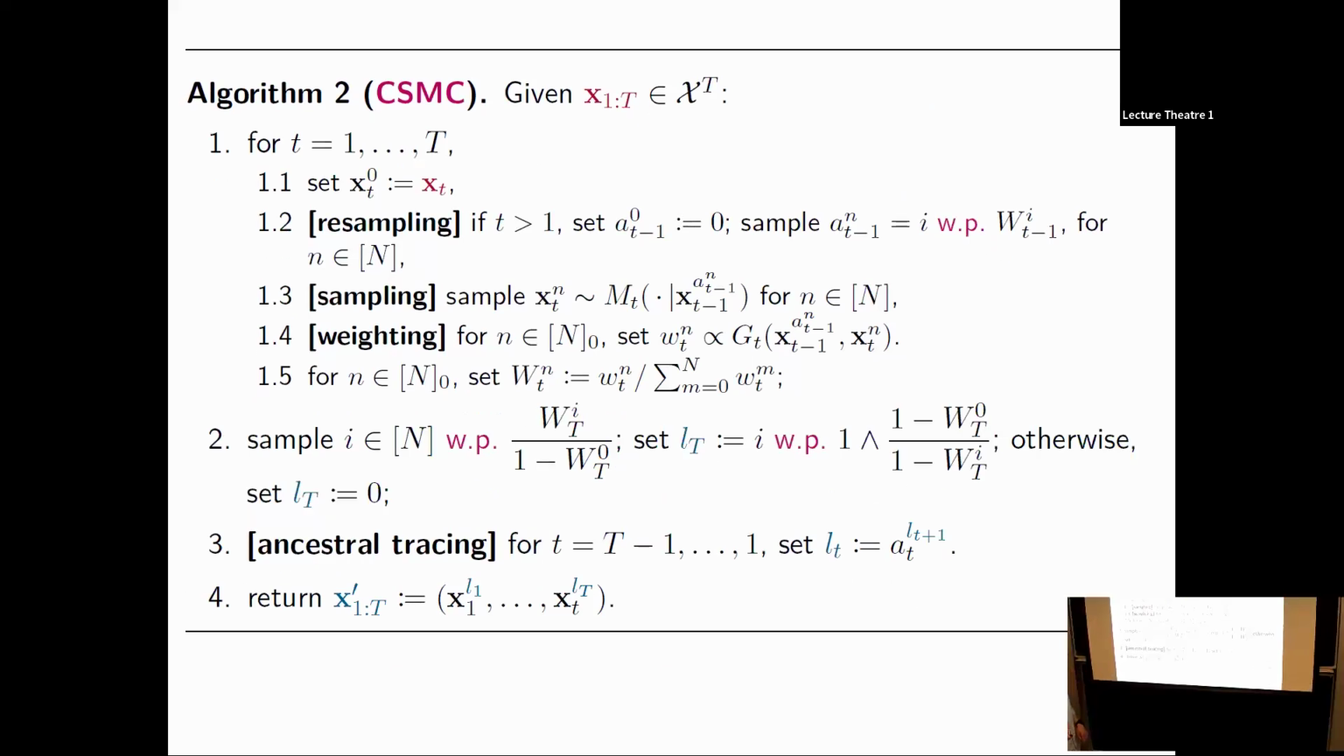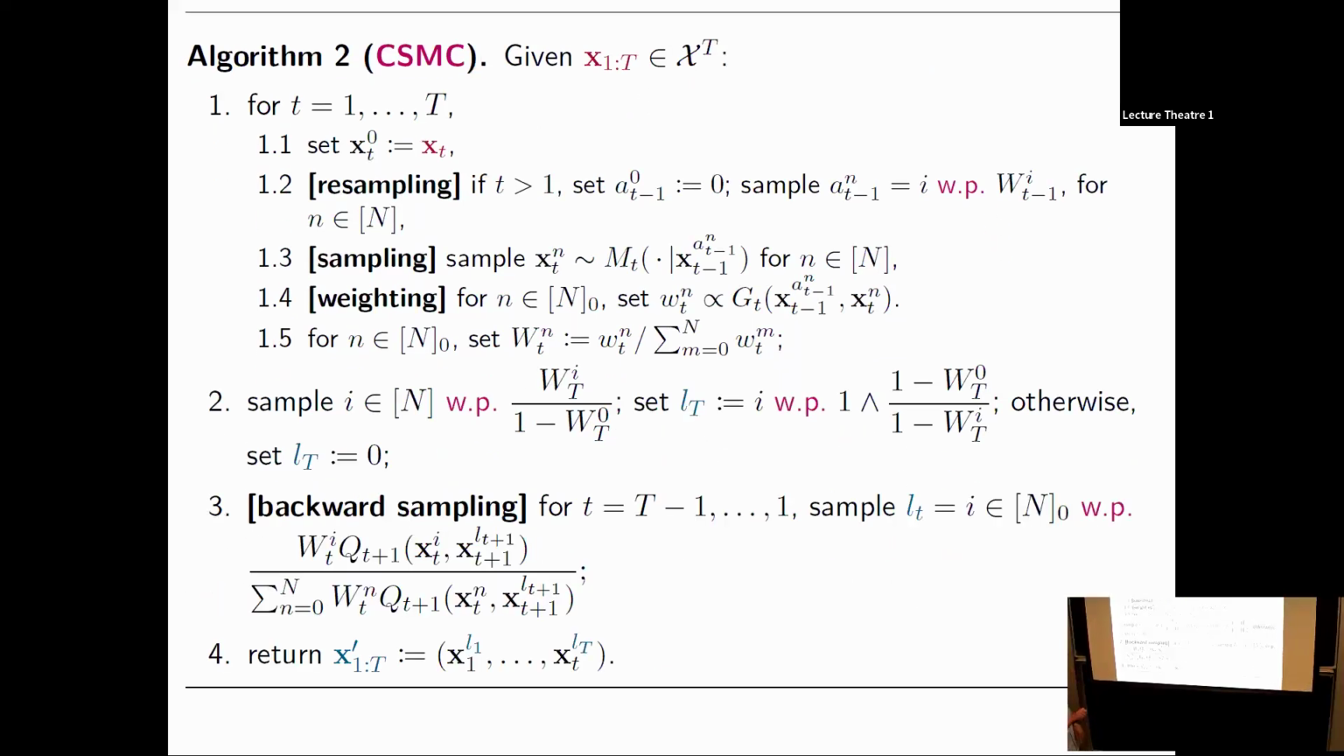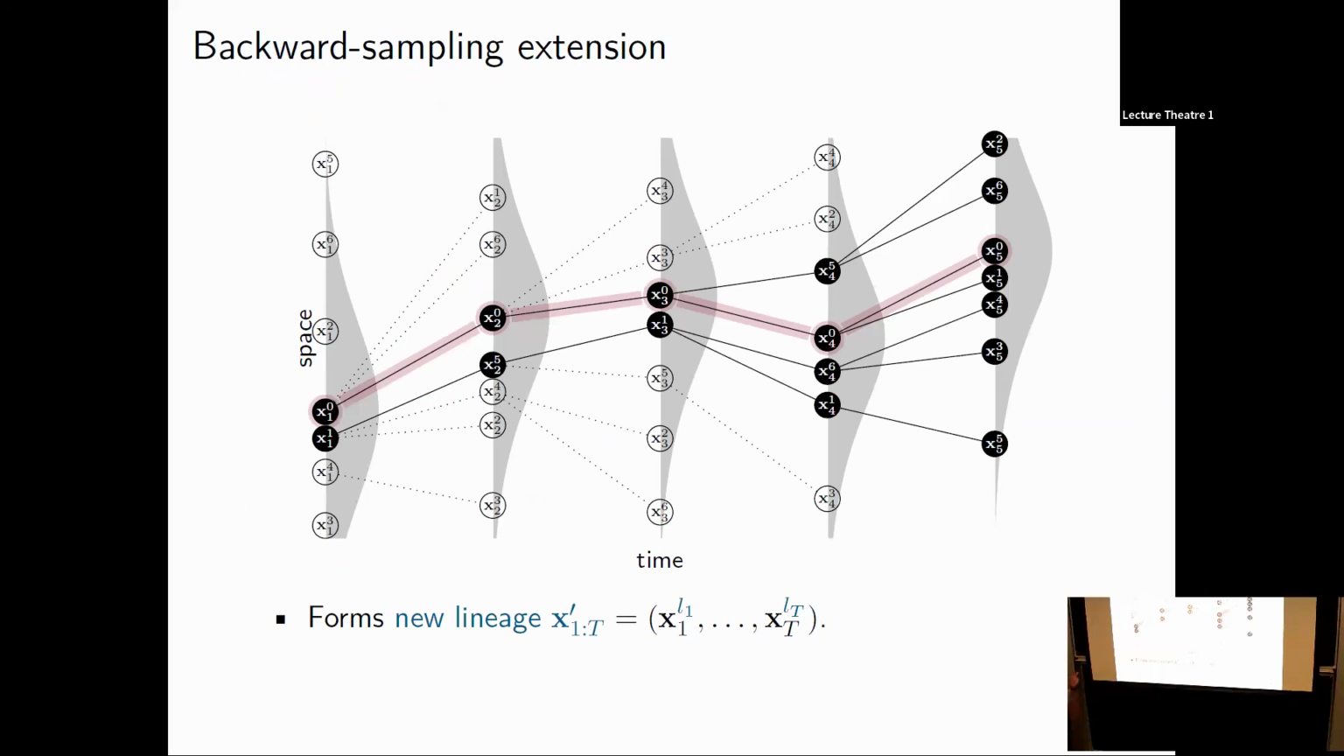The bigger important aspect is that in the last step here, where I'm picking my new reference path, I'm just going to do backward sampling now. And so that helps us with this degeneracy problem, which we just saw. Backward sampling, essentially what it does is it allows you to pick a new reference path, which is not restricted to the existing particle lineages.